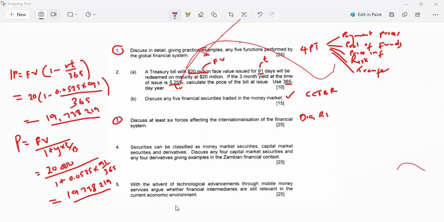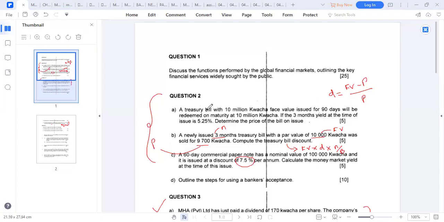Okay, so let's go back to the question to do some calculation. Question number 2. Question number 2. Able to see my screen? Question number 2.